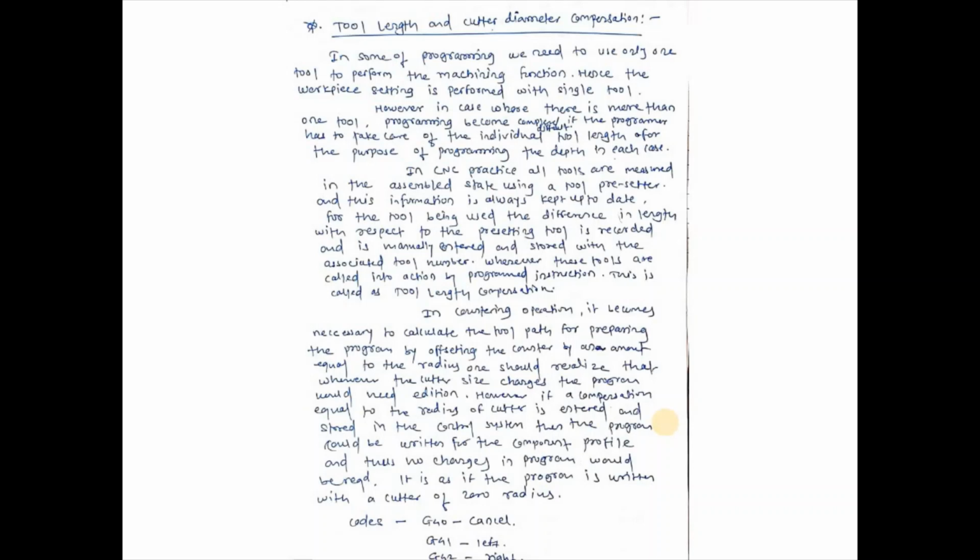Next part is tool length and cutter diameter compensation. Tool length compensation: in some operations or programs we use only a single tool to do the manufacturing. But in some operations we need n number of tools for n number of operations. So we have to take care at the time of programming, because each and every tool has a different length and a different depth for the different operations.